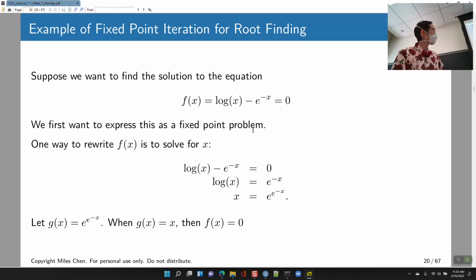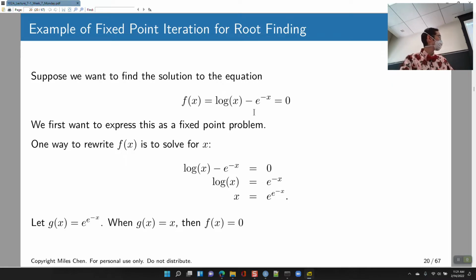All right, so let's do this function here. Log of x minus e to the negative x. And what we want to do is find the roots of this. We want to figure out where this thing is equal to 0.